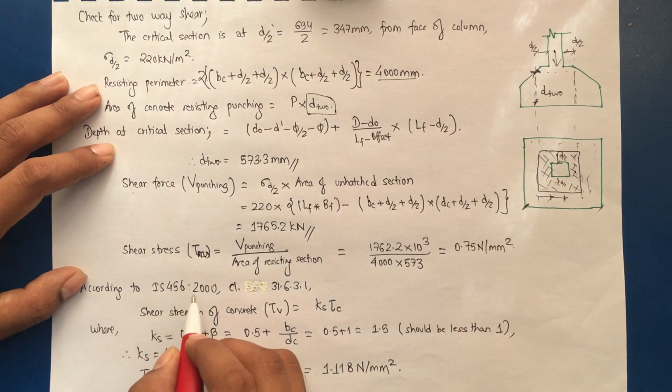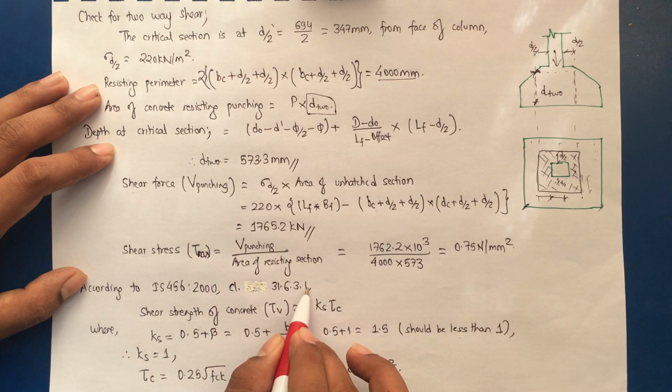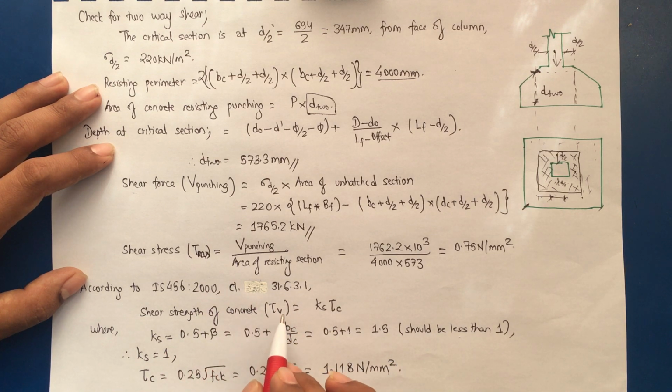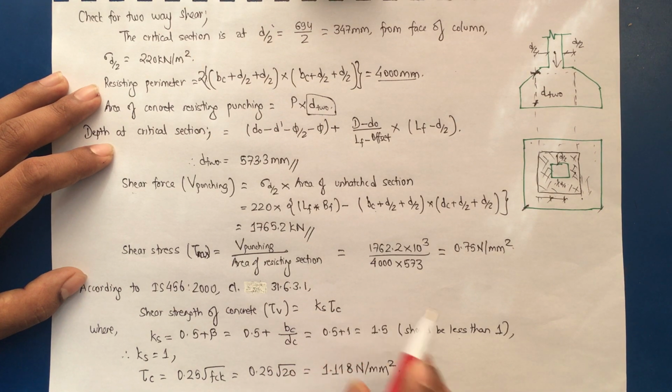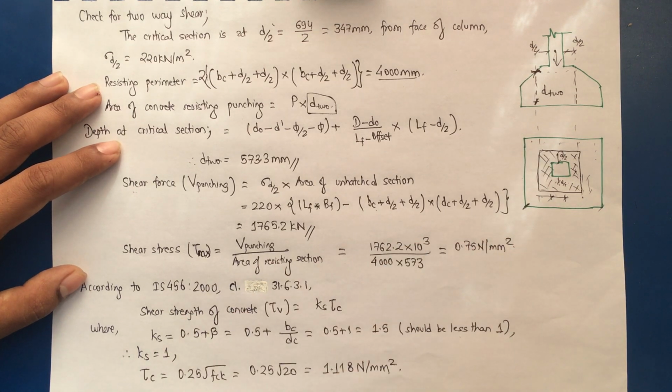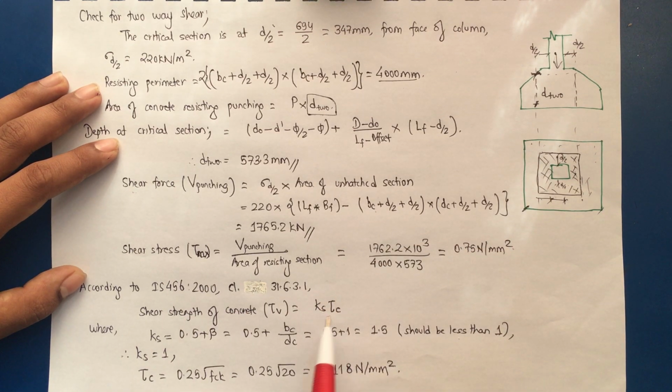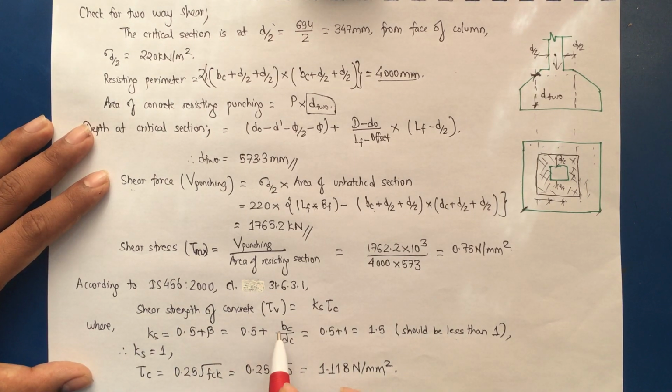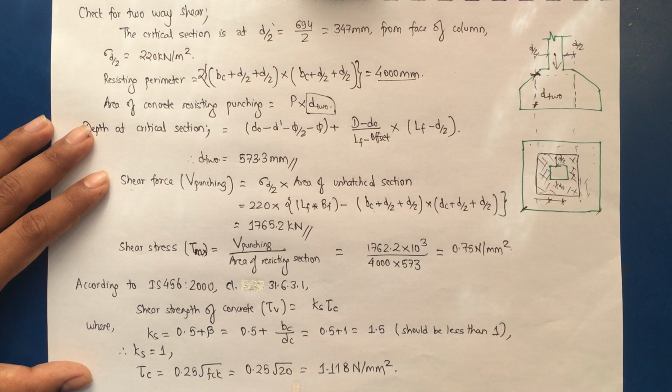Now according to IS 456 2000 clause 31.6.3.1, the shear strength of concrete is Ks into tau c. So the value should not exceed this, else shear reinforcement has to be provided, which may be an expensive thing to do. So this is from the code, and beta being the ratio of longer to shorter dimension of column. So 0.5 plus 300 by 300, 1.5, and this value should not be greater than 1. So we'll take K as 1. So K is 1 and tau c is 0.25 under root fck. So this comes as 1.118 newton per mm square.